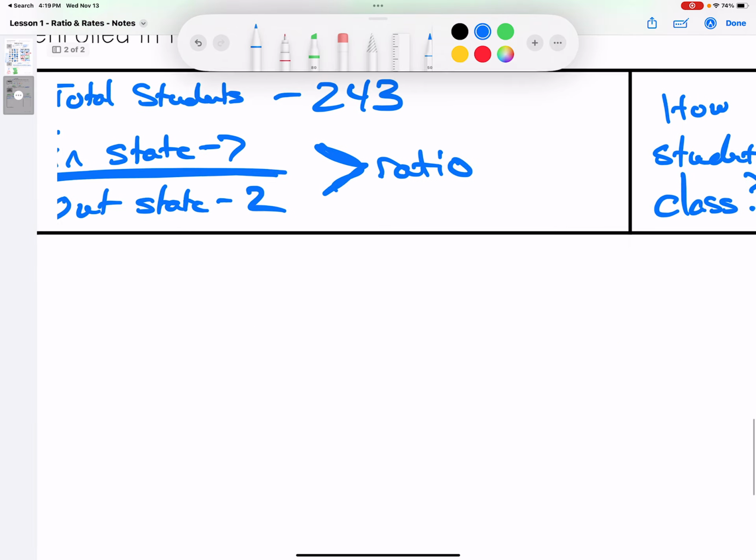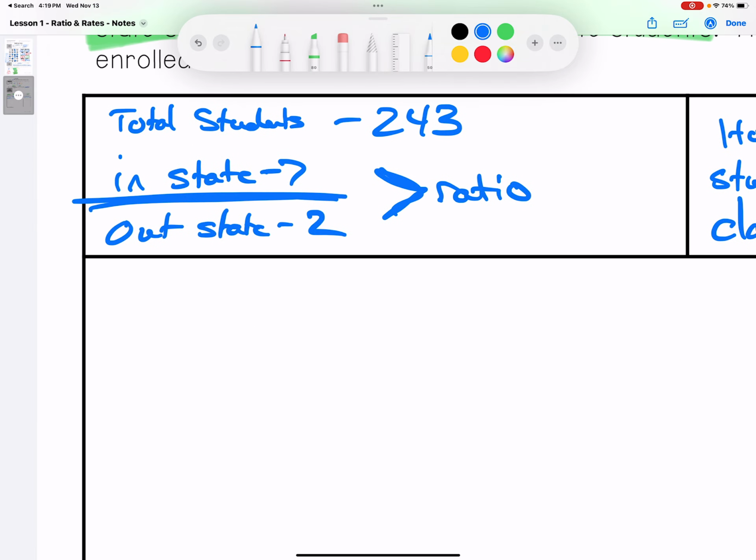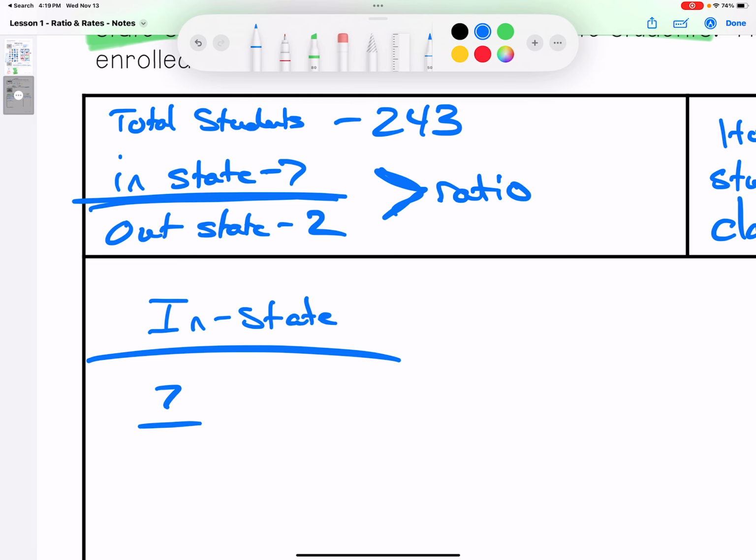All right. So the way that we're going to solve this is in-state students. Let's figure out how many of those first. We know that there were 7 in-state students out of every 9. How did I get that? In yellow, what is 7 plus 2? 9. So out of 9 total students, 7 were in-state.